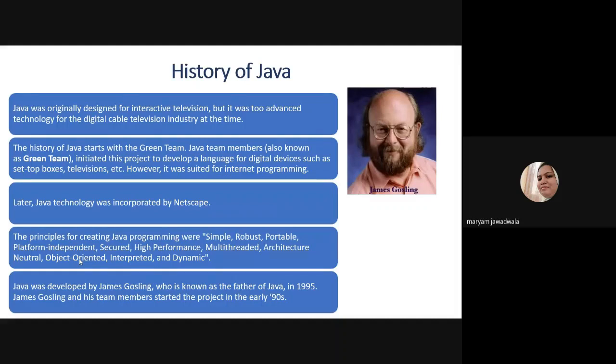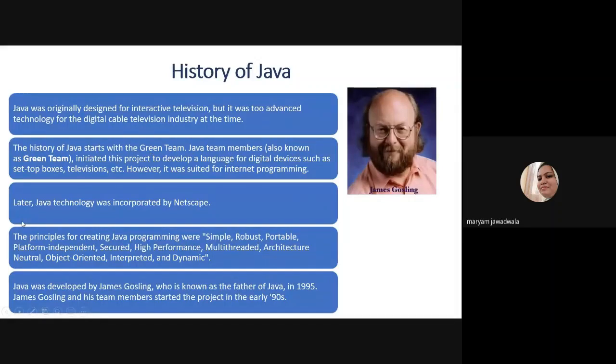So let's begin with the history of Java. Java was originally designed for interactive television, but it was too advanced a technology for the digital cable television industry at that time, right? The history of Java starts with the Green Team. The Green Team is nothing but the Java team members, who initiated this project to develop a language for digital devices such as set-top boxes, television, and some internet programming, right? So basically, Java started with the development of set-top boxes, television, and internet programming at that time.